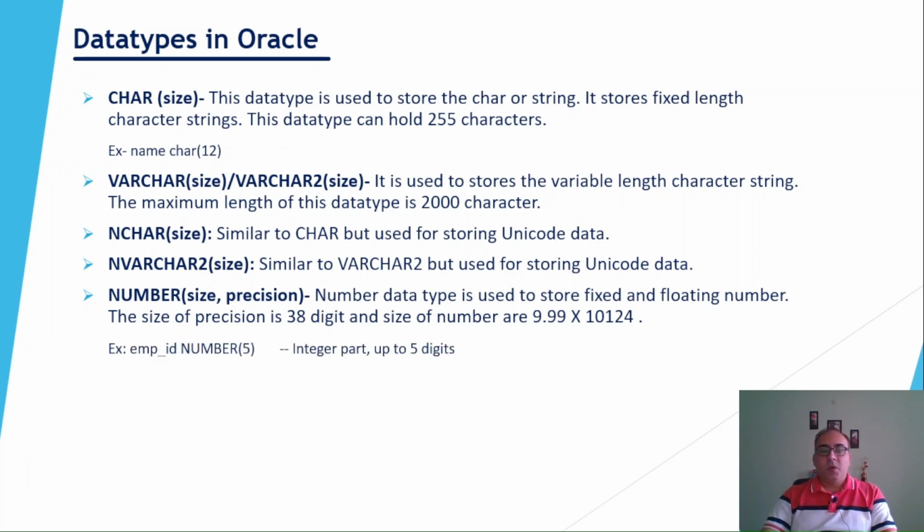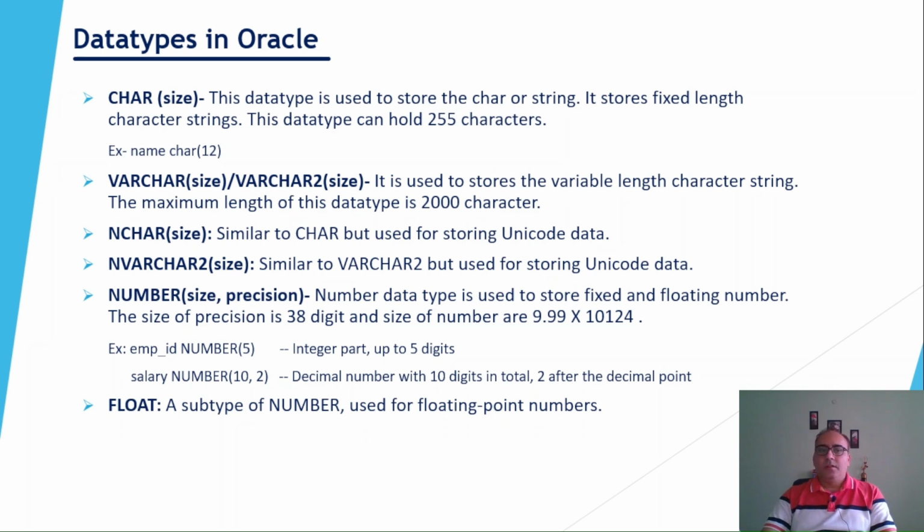First one is employee ID NUMBER(5). Here we are declaring employee ID as an integer having length of 5 digits. Next is salary NUMBER(10,2). Here we are defining salary as a floating number. In total there will be 10 digits, and after the decimal there will be 2 digits.